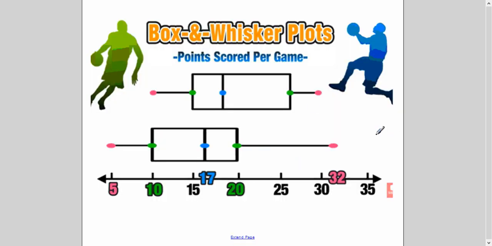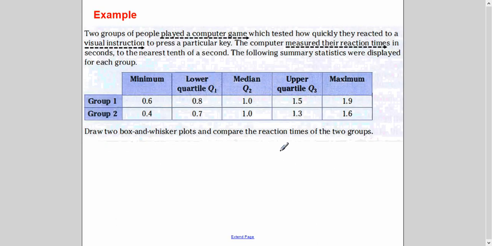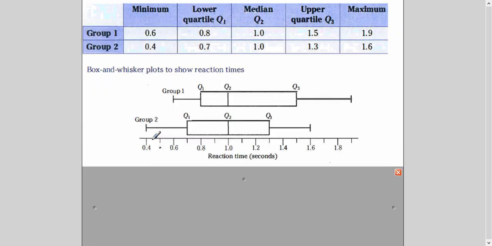Now let's see an example in which we will have two box and whisker plots on the same scale, and how it is beneficial to get the information at a glance. Okay, so let's take an example here. The data is of two groups who are playing a computer game, and it is about their reaction time, right? So this data is summarized here for you in terms of minimum, maximum, median, lower quartile, and upper quartile. So now you have to draw a box and whisker for each.